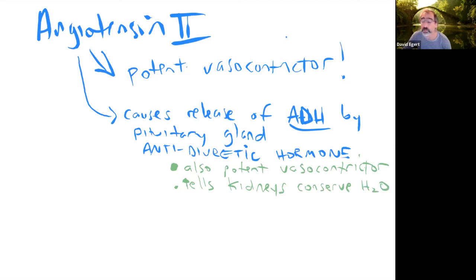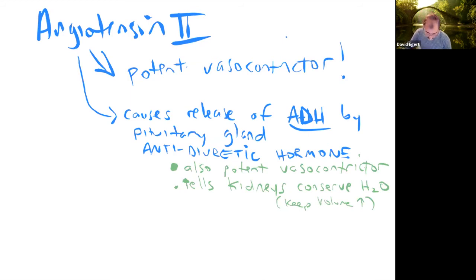Antidiuretic means don't pee. So if we tell the kidneys to conserve water, this is going to keep your blood volume up. Right? So that's long-term control of blood pressure. Keeping the blood volume high is going to keep the blood pressure higher.